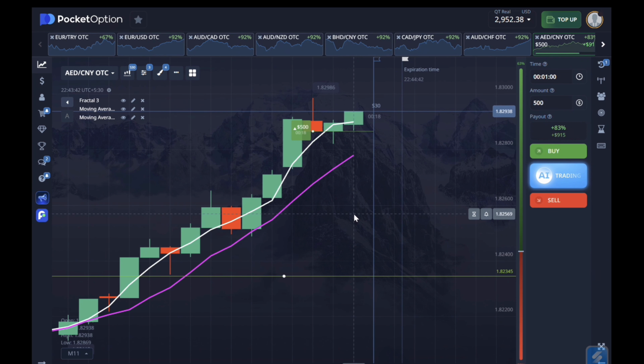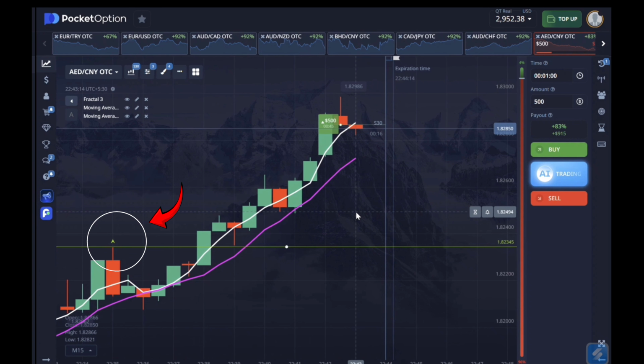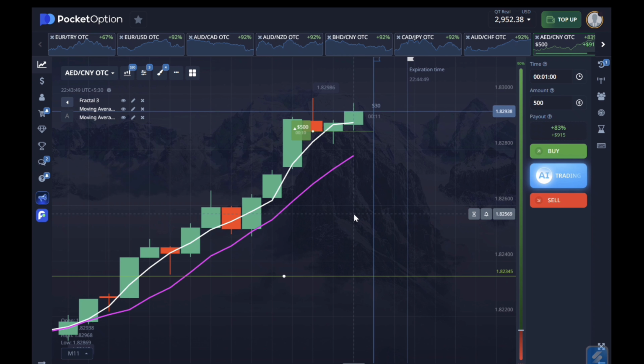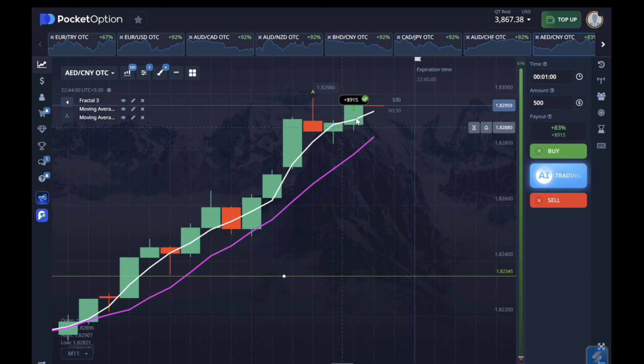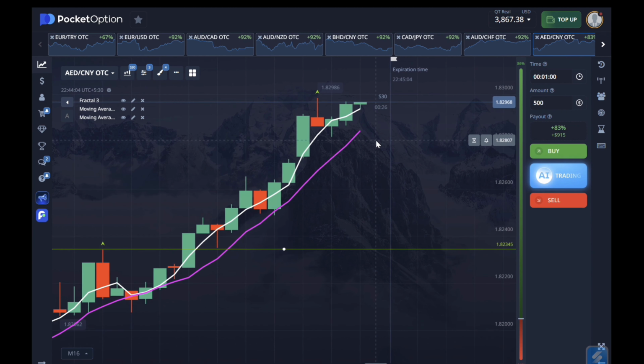We also got confirmation here from the fractal. Earlier, a green fractal arrow appeared below, which was a reversal confirmation point, but after that, the candles have been steadily moving upwards. After the fractal, there has been a consistent uptrend. That's why we got confirmation here that in the short term, the market will remain bullish, and our trade here has been a win. We have booked a profit of $915.